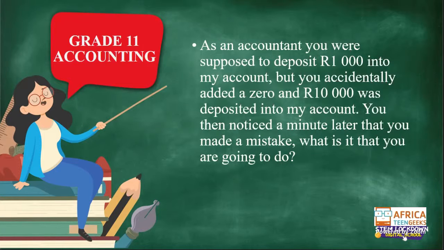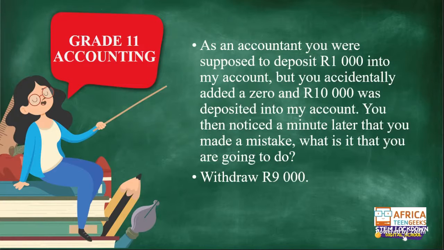You are not going to remove a zero, because, yes, it does change 1,000 to 10,000, but now that 10,000 has been deposited into my account, removing a zero won't change anything. So what you need to do is withdraw 9,000 so that I can be left with my 1,000 rand. I hope you understand what I'm saying. You must withdraw 9,000 so that I am left with the 1,000 that was supposed to be deposited into my bank account.